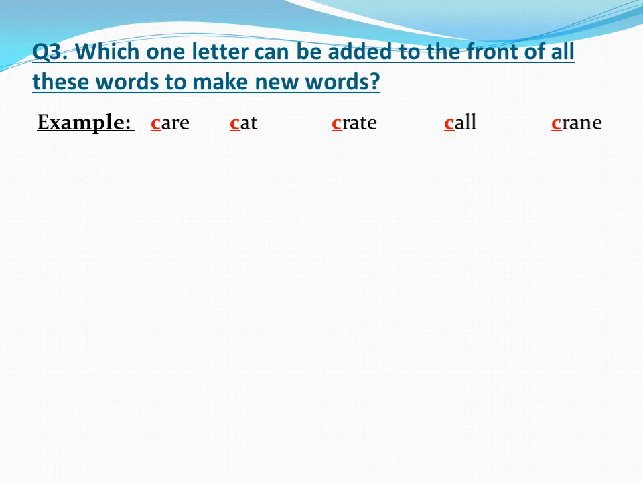Let's move on to the next type of questions, which says: which one letter can be added to the front of all these words to make new words? You could be given 3, 4, 5, any number of words to make new words. In this one, we are given 5 words and we are going to use one letter, the same letter, which goes in front of all these words to make new words. The example given is "are", "at", "rate", "all", "rain". We are using C in front of all these words to change them into new words. By using C, now we have "care", "cat", "crate", "call", and "crane".